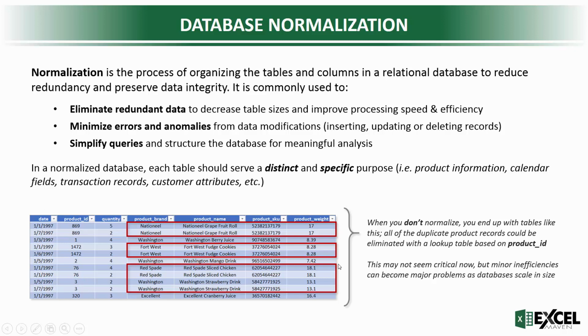So by creating something like a product lookup with a unique list of product IDs and the associated information for each individual product ID, we can essentially eliminate all of these duplicate records and create a relationship between just the transaction table and the product lookup. So that's exactly what we're going to be doing as we build out the data model in this course.